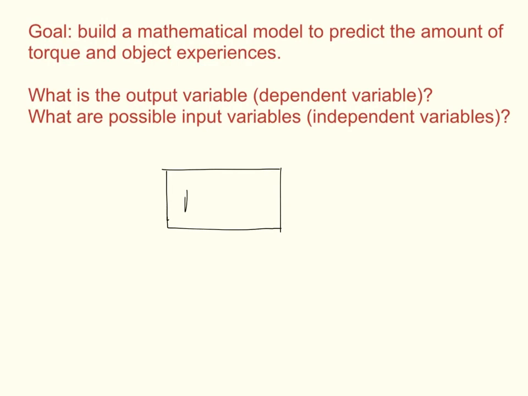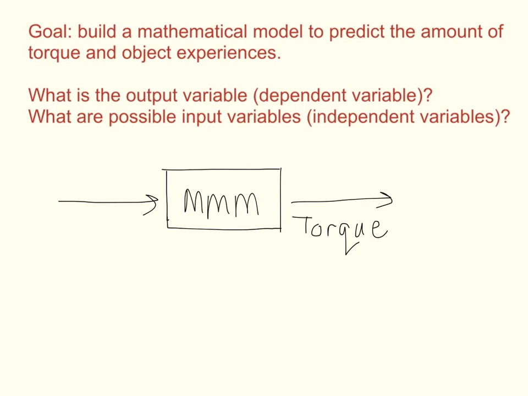Basically this box is my mathematical model machine, right? And I want to put some variable into it and get out what? So what is the output variable? What we generally in science call the dependent variable. Well, if we design our experiment right, it should be torque, right? Because that's what we're trying to predict. We want to know how the output will be torque.